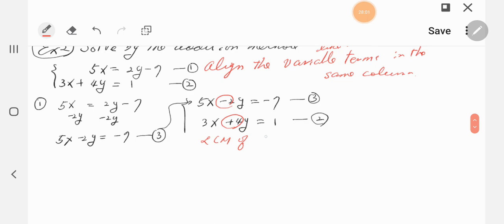The LCM of negative 2 and 4 doesn't matter. Well, 1 is the LCM of 2 and 4 is what?